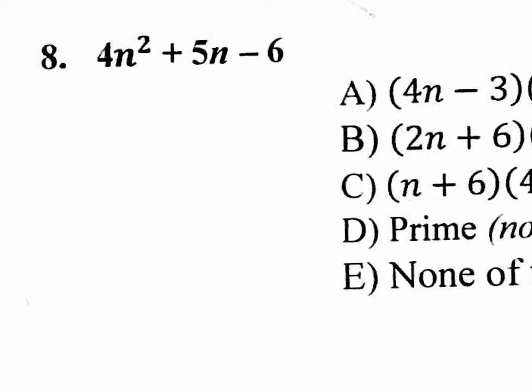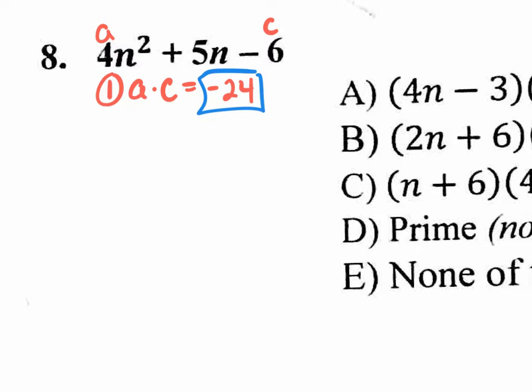Now, if you don't remember the multi-step method, step 1 is to multiply a times c. So a is 4, c is negative 6. So a times c is negative 24. That's your answer for step 1. Step 2 is to think of the multiples of that answer from step 1, negative 24, that combine together to give you the b value, which is positive 5.